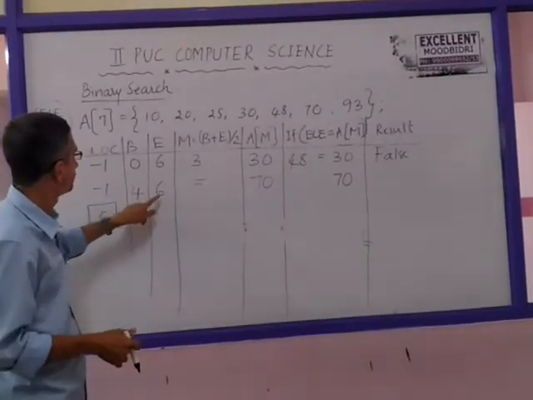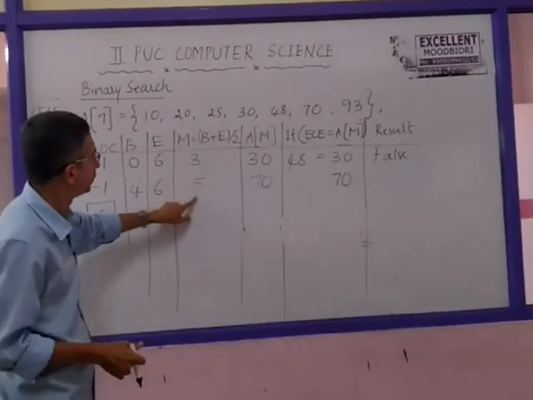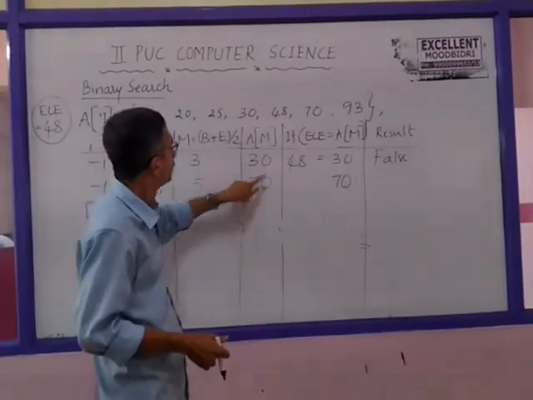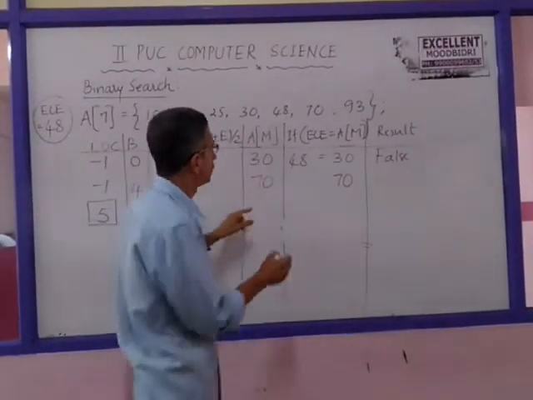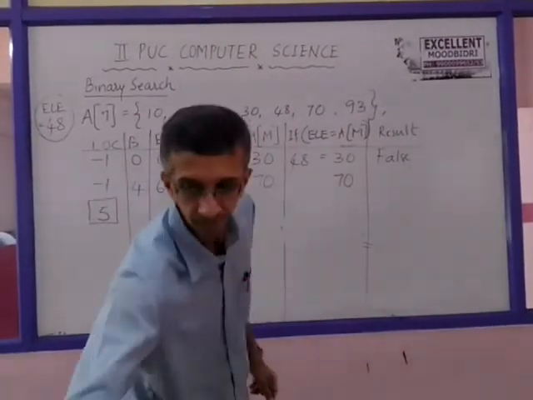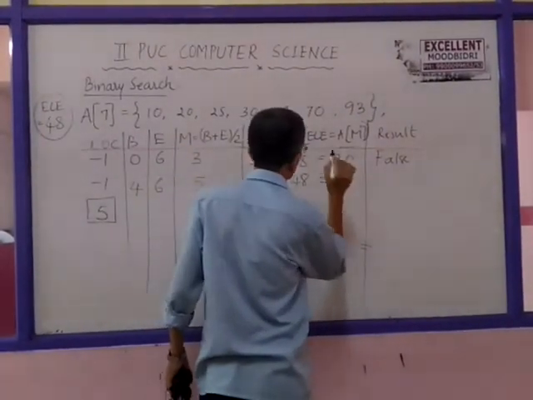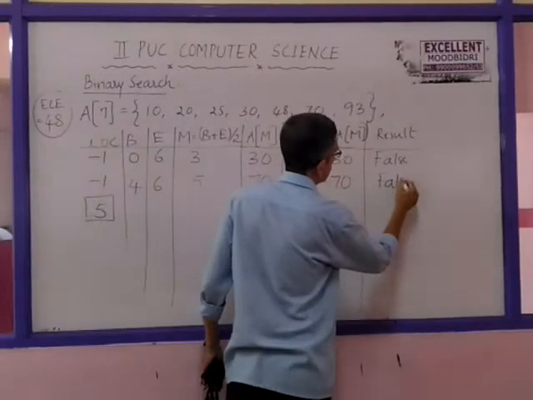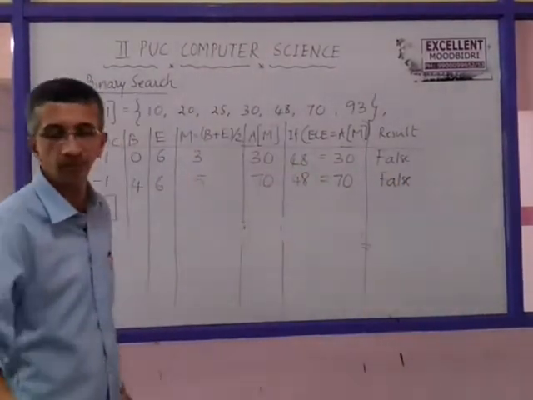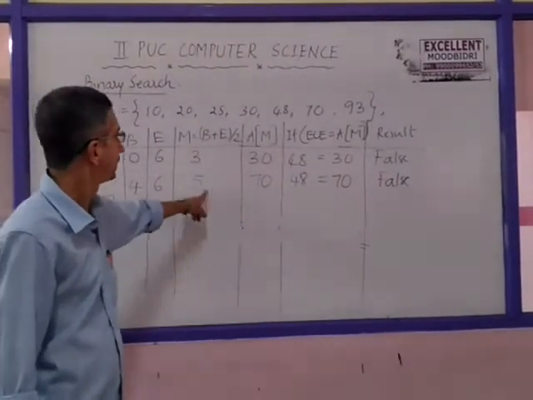So beginning plus end by 2. 5. Mid is 5. A of 5 is 70. So we are comparing 48 is equal to 70. This is also false. Search element is 48 now. Whether it is equal to 70 at index 5?